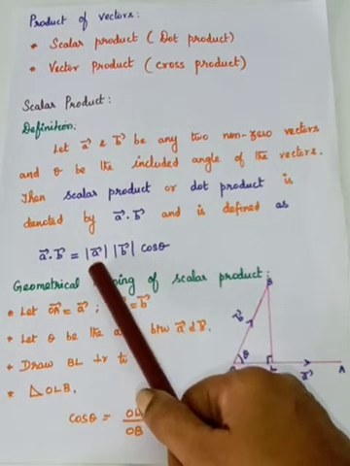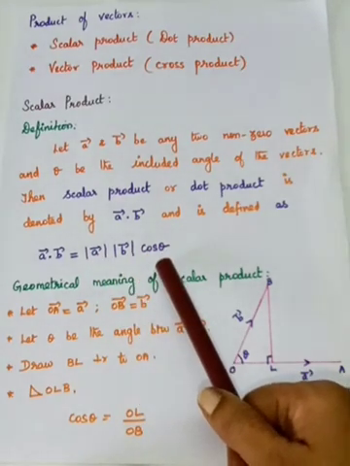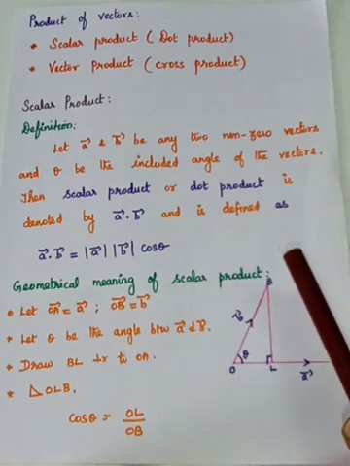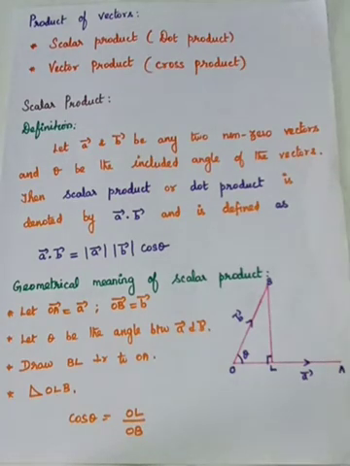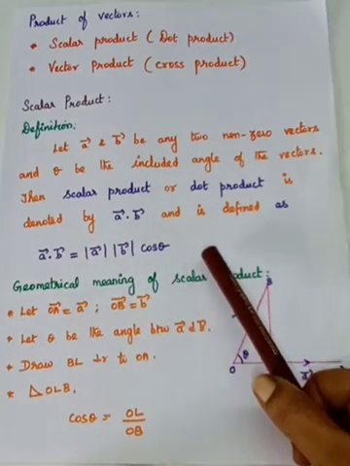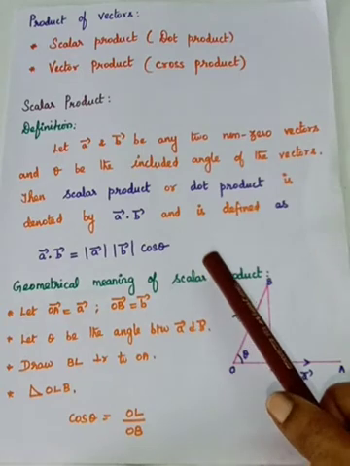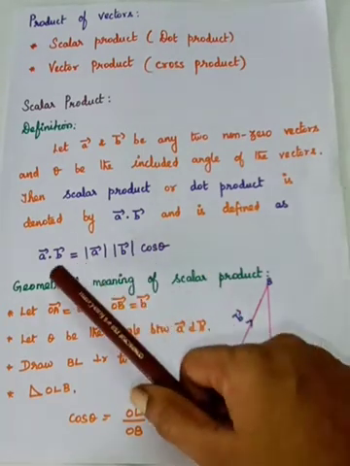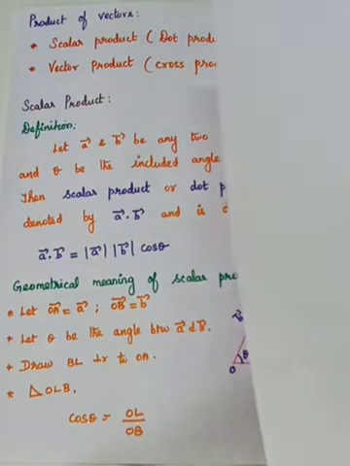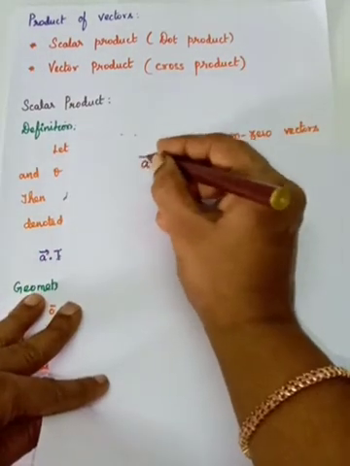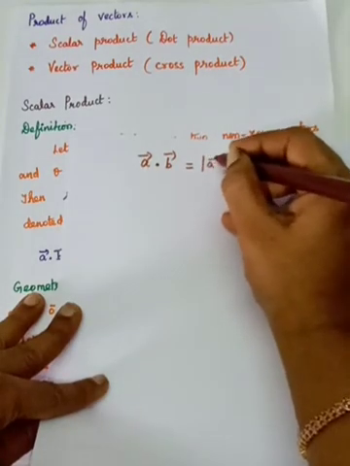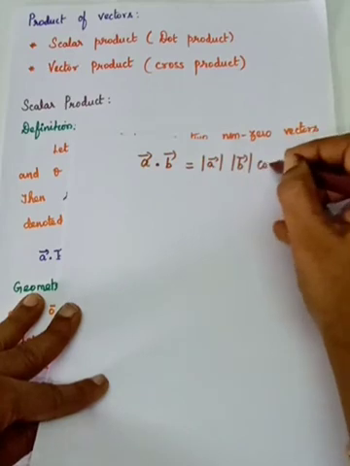So modulus of A vector is a number, modulus of B vector is a number, and cos theta is also a number. If you multiply the three numbers, you will get the answer in terms of a number. So it is a scalar, it is a constant. When you take the dot product between two vectors, your answer is in terms of a scalar. That's why it is called scalar product. In between we are using a dot, so it is also called dot product. If you want to write the dot product or scalar product between two vectors, you denote A vector dot B vector, and it is defined by modulus of A vector, modulus of B vector, into cos theta.